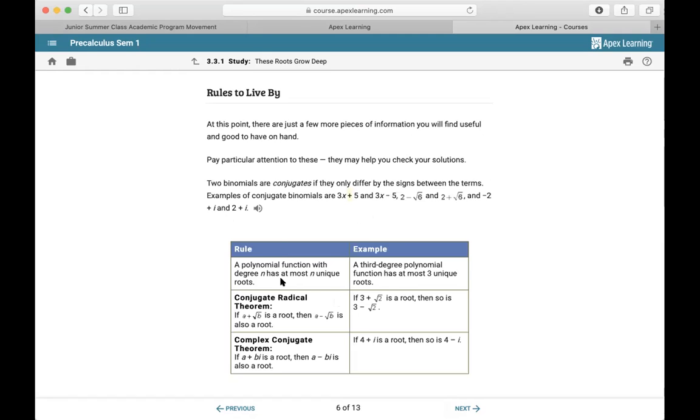So a polynomial with n degree has at most n unique roots. For example, like I said, a third degree polynomial can have 3 roots or 3 x-intercepts, zeros, whatever you want to call it. All right.